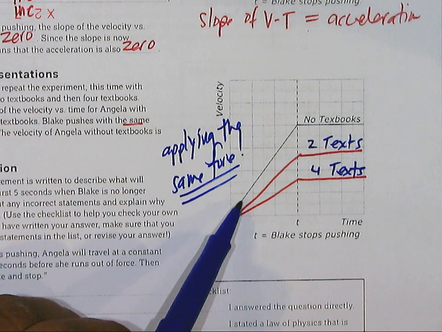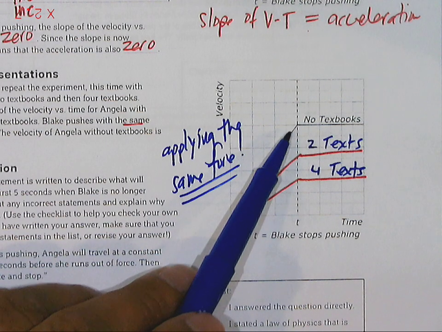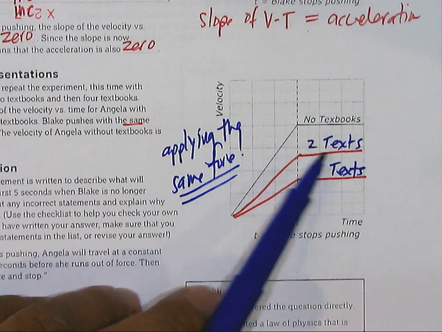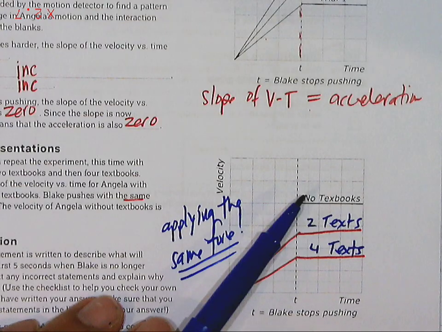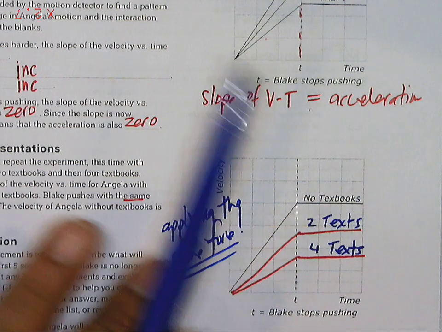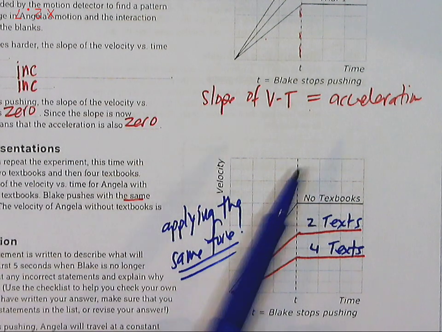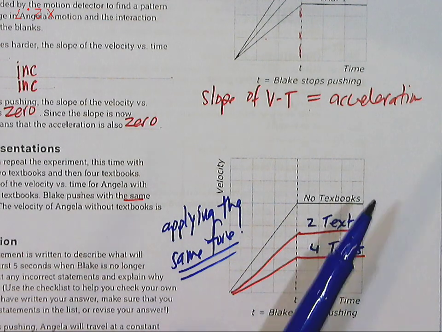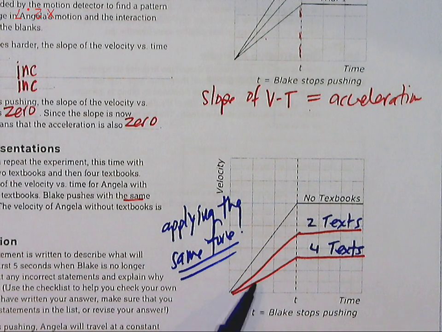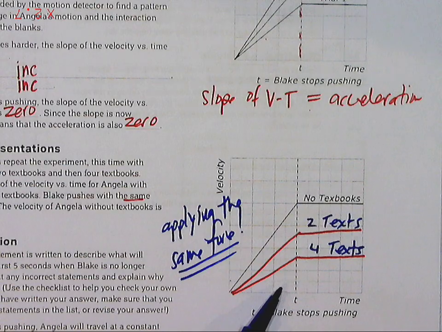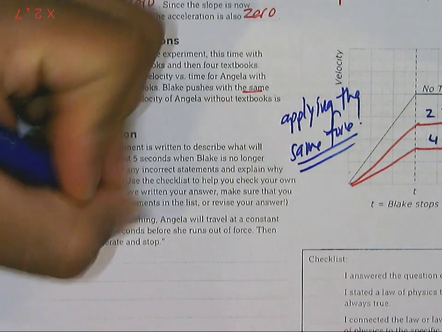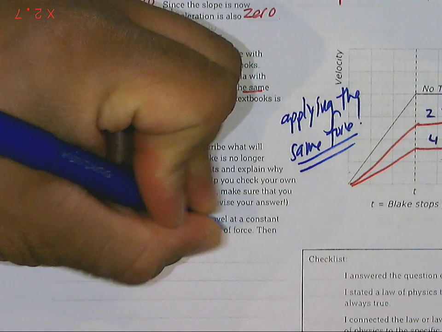I mean, Blake pushed and was accelerating to reach a velocity, then he stopped pushing, but then that skateboard now has that given velocity. The slope is now 0 after the force goes away. It just means that the force has gone away, there's no more acceleration, but that just means that now you're going to travel constantly at that speed that you got to over this time period in which the force was exerted. And so after Blake stops pushing, Angela will travel at a constant speed, period. The rest of the statement is not true.